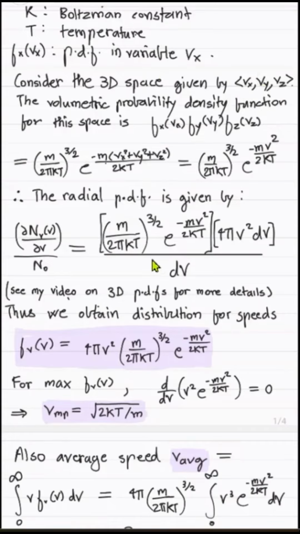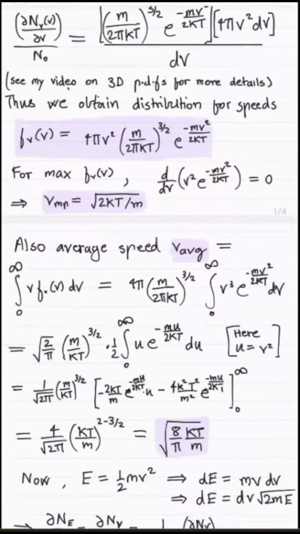Okay. So this is actually not that hard to understand. You should really watch the last section. See my video on 3D probability distribution functions for more details. Thus, we obtain the distribution for speeds. We obtain that f sub v of v is given by 4 pi v squared times m upon 2 pi kT to the power of 3 upon 2 times the exponential e power negative m v squared upon 2 kT. All right. So for maximum f sub v of v, we take the derivative of this thing with respect to v and we set it equal to 0.